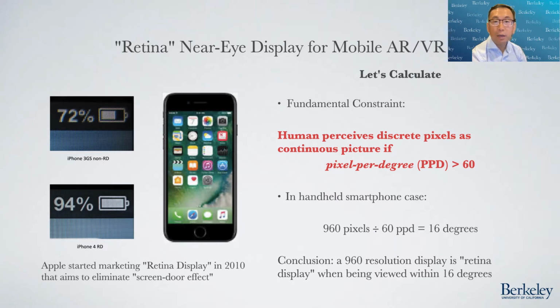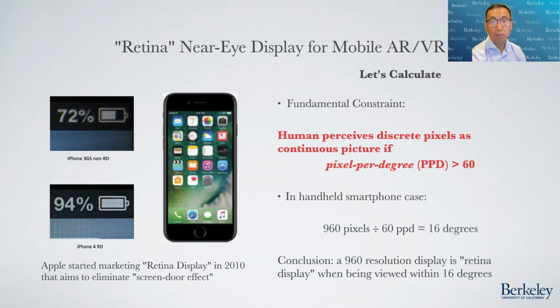First up, what is the technology cost to create retina near-eye display for mobile AR/VR? We know that retina display was coined by Apple as a marketing jargon, essentially emphasizing the fact that when display technology can depict discrete pixels more than 60 pixels per degree viewing angle, then the human eye will perceive a continuous picture instead of perceiving the so-called screen door effect of discrete pixels.